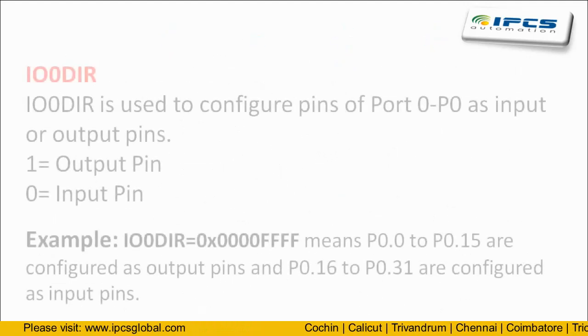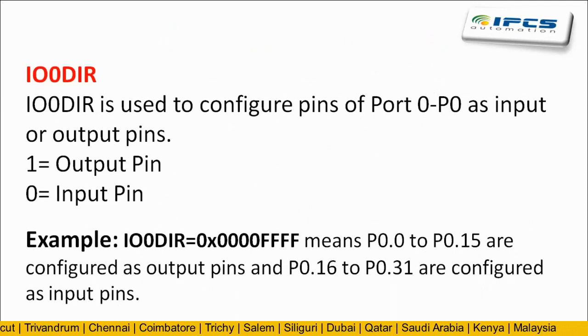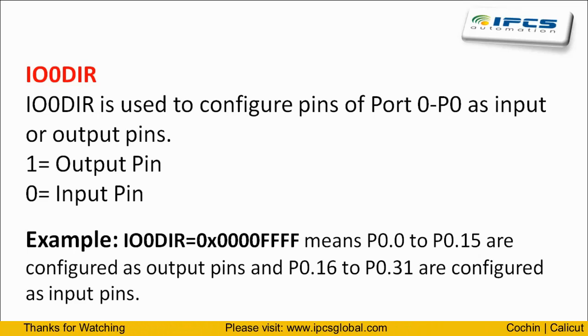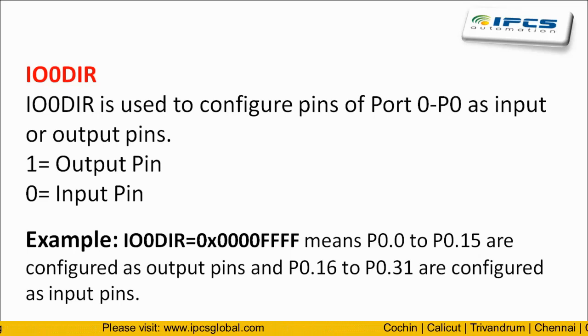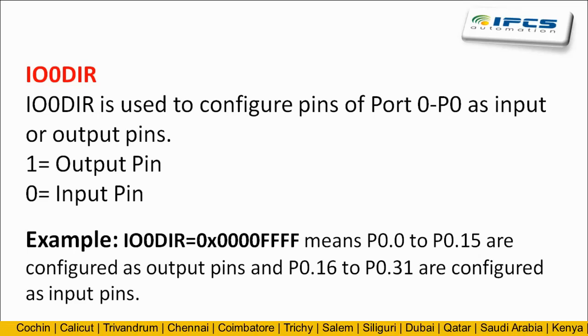IO0DIR. IO0DIR is used to configure pins of port 0, P0, as input or output pins. 1 equals output pin. 0 equals input pin. Example, IO0DIR equals 0x0000FFFF means P0.0 to P0.15 are configured as output pins and P0.16 to P0.31 are configured as input pins.